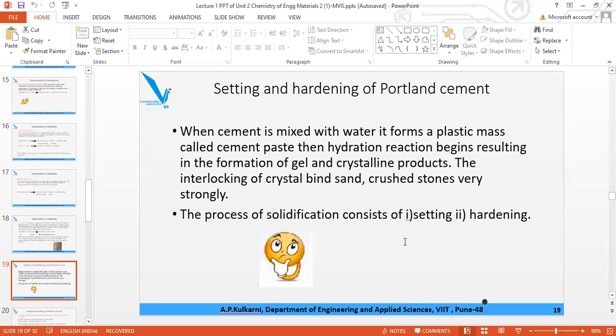Otherwise it takes half an hour. So that is initial setting. Only stiffness of the plastic mass is observed in the initial setting. Then we have final setting. In final setting, that plastic mass is applied, watered properly, and the initial strength is developed. Stiffness is observed in the initial setting, initial strength is observed in the final setting, and final strength is observed in the hardening process. So these are the 3 steps.